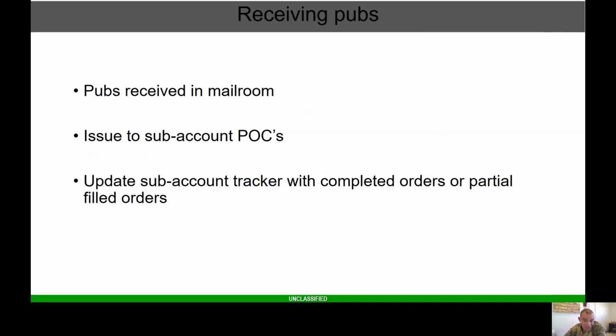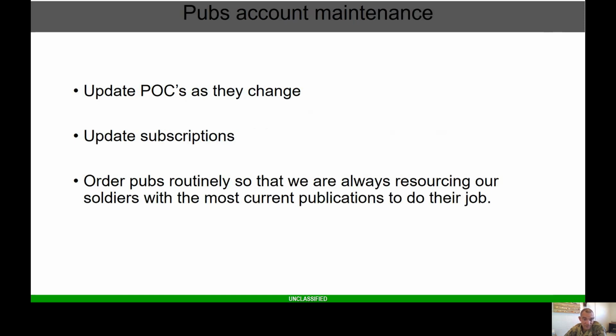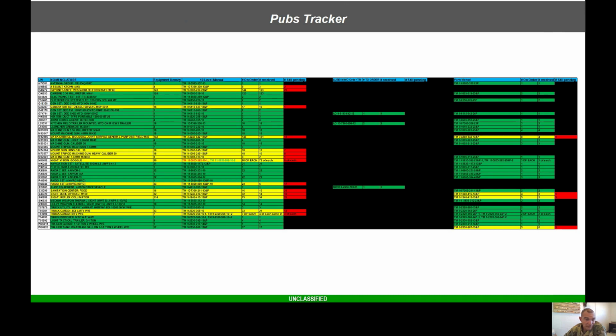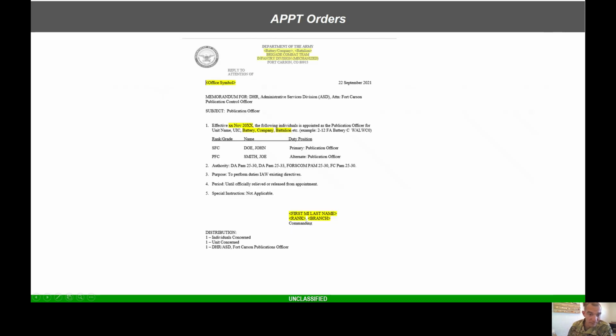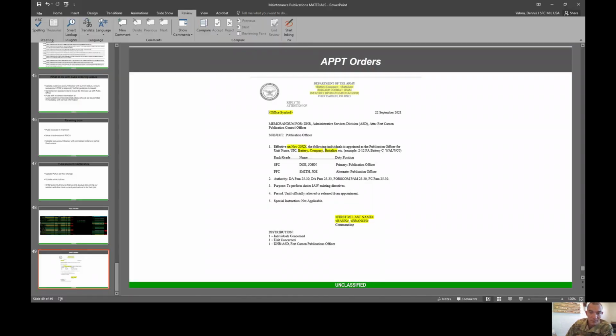Pubs received in the mailroom are issued to sub-accounts, and you update the tracker. So like I said, simple tracker, it's pretty easy. It has nomenclature, equipment density, how many you have on hand, TM levels, number on order, received, still pending, and last order. This is just a simple tracker that I built. If you want to copy this tracker, like I said, you're more than welcome to it. Like I said, here's another copy of your appointment orders. And that concludes our PowerPoint on publications.